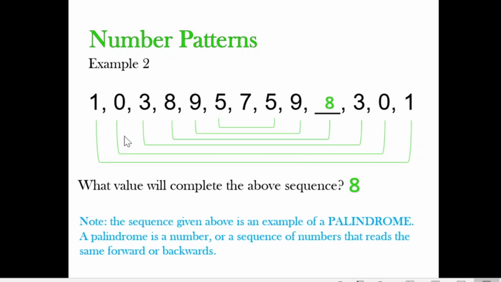The sequence that we see here is an example of a palindrome. A palindrome is simply a number or a sequence of numbers that reads the same forward or backward. So actually, if we rewrite this sequence starting at the last term, we would have the same sequence.